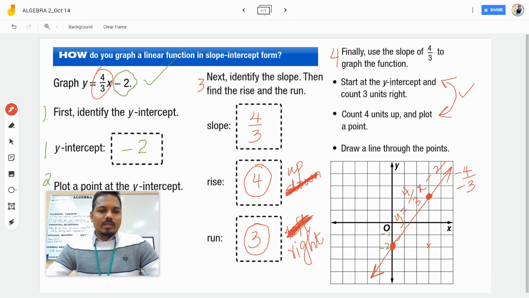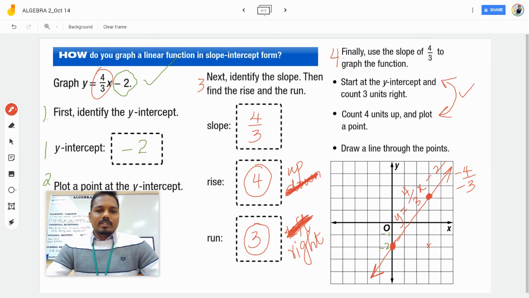Let's take a quick review. Step 1, identify the y-intercept. Step 2, plot a point at the y-intercept on the graph. Step 3, identify the slope, rise and run. And finally, use the slope to graph the function. Okay. Hope this helps you and you learned how to graph linear functions.